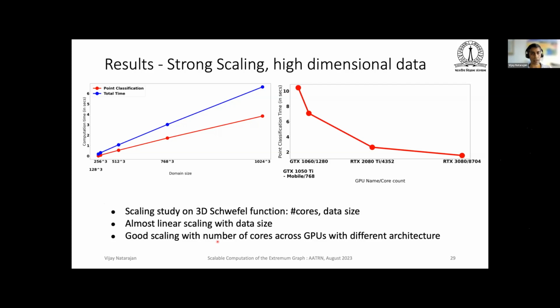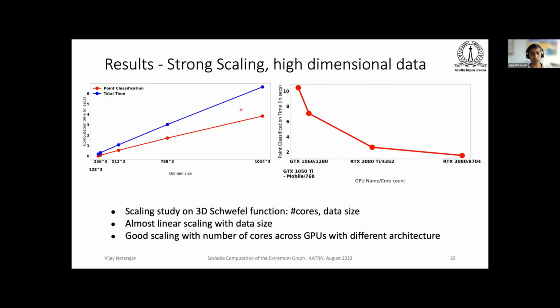The method scales well with size of data, as you can see here. This is a data set which is called the 3D Schwefel function, which can be sampled at different resolutions while preserving the number of critical points. And what we see is that with increasing data size, the point classification scales linearly, and so does the total time for computation.